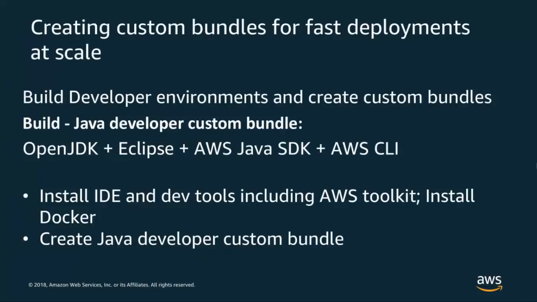So let's take one example of a Java developer, and let's see how we will actually implement this into their environment. How will we prepare these tools for them, and how you as an IT admin or even as a developer will create a repeatable custom bundle for workspaces that you can continuously use to set up more and more workspaces. So first of all, again, we already covered that we have OpenJDK, Eclipse, AWS Java SDK, and AWS CLI. These are the four tools that we are going to cover in creating this custom bundle.